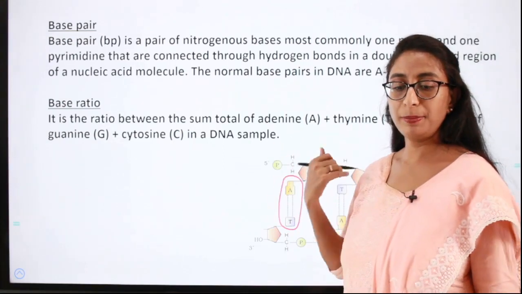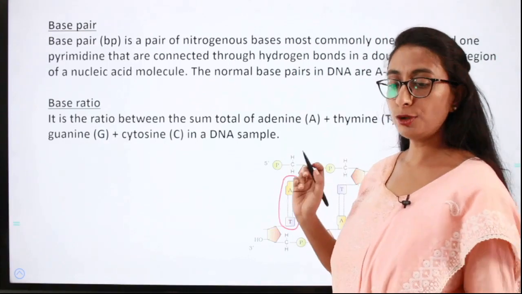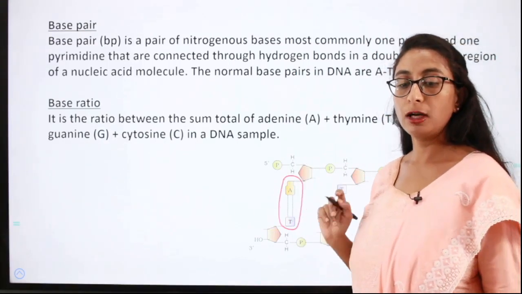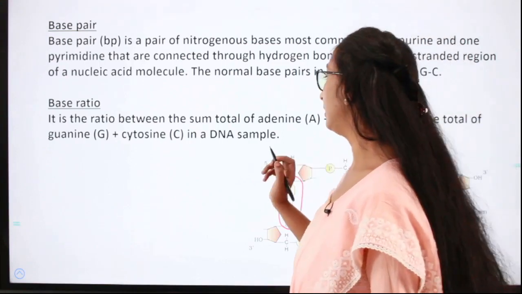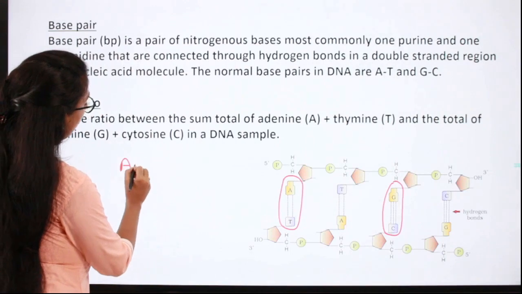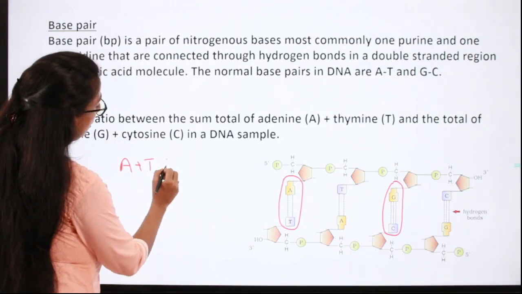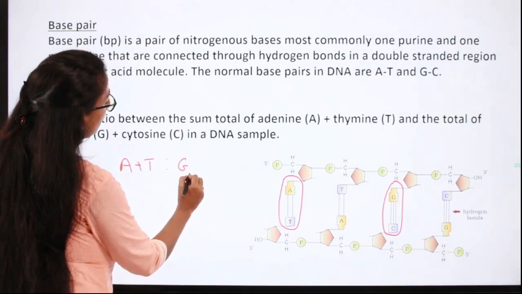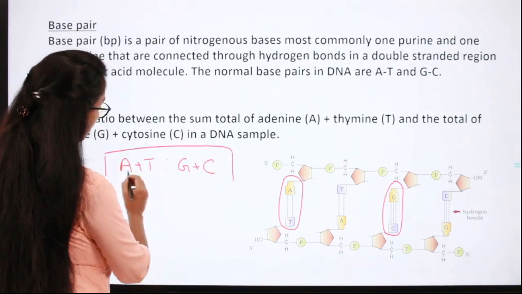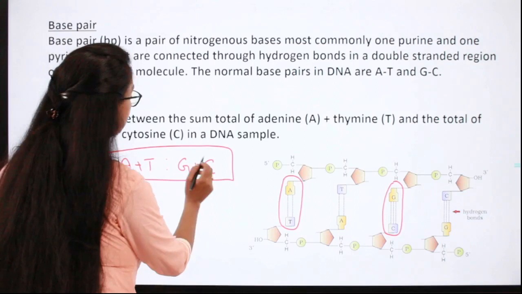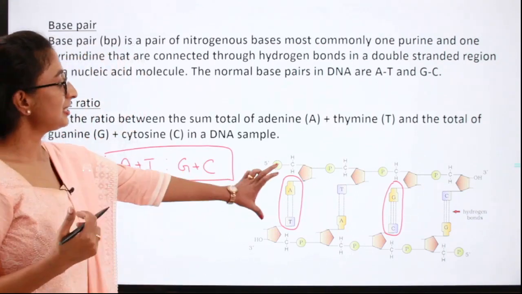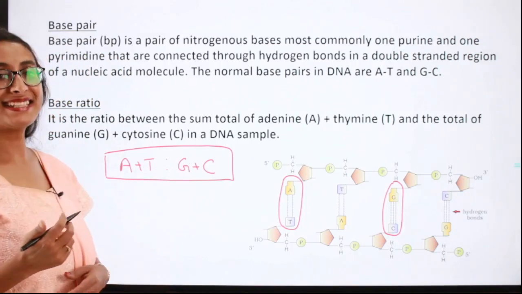Okay, what do you mean by base ratio? It is the sum total of the adenine and thymine to the total of guanine and cytosine in a DNA sample. That is the ratio of adenine plus thymine is to guanine plus cytosine. This is called as the base ratio. So did you understand what is a base pair and what is the base ratio? This is the base pair and this is the base ratio.